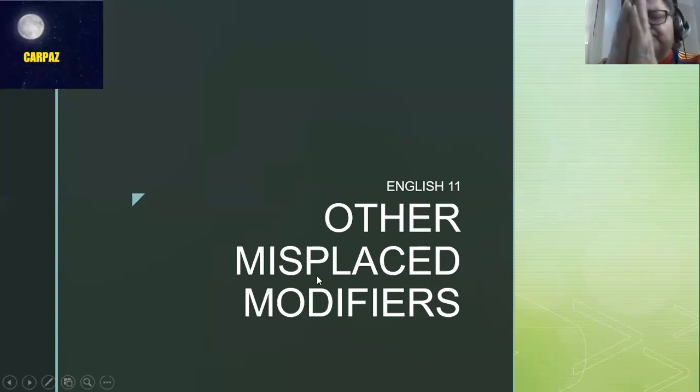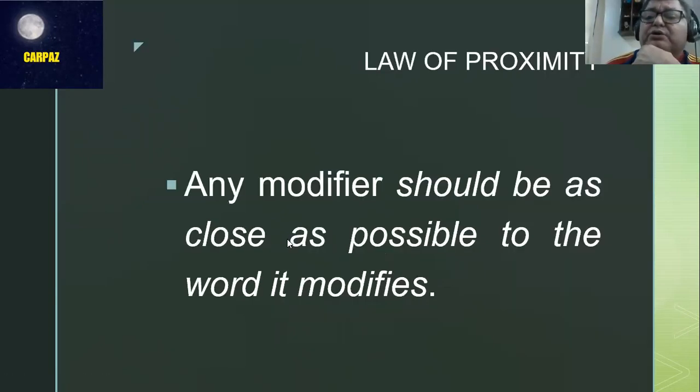As you already know, modifiers describe, and we have adjectives and adverbs as modifiers. Adjectives modify nouns and pronouns, and adverbs modify verbs, adjectives, or other adverbs. We already know too that we have phrases that act as adjectives and adverbs. These phrases are also modifiers. Today, we're going to talk a little bit about them.